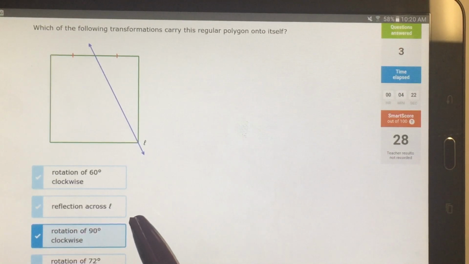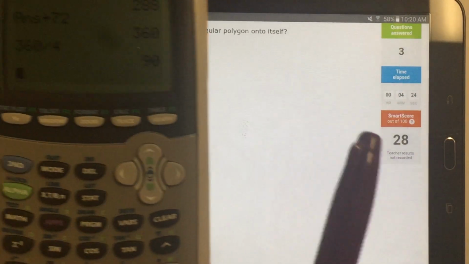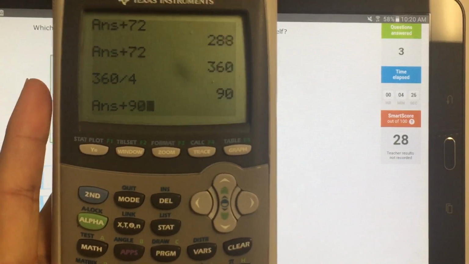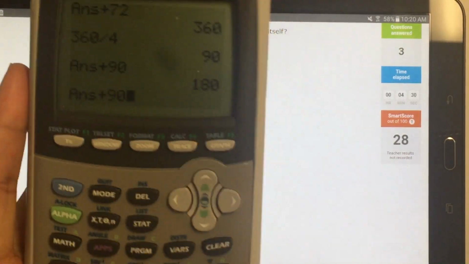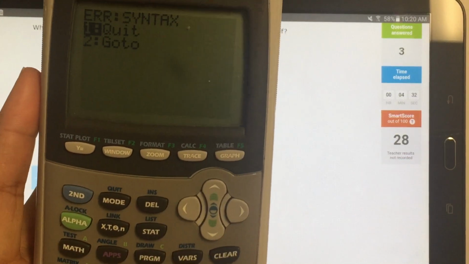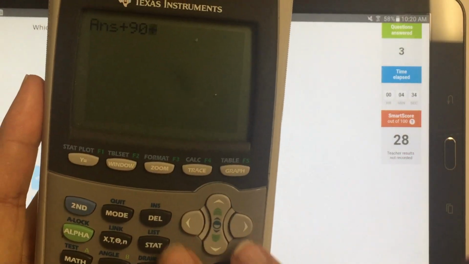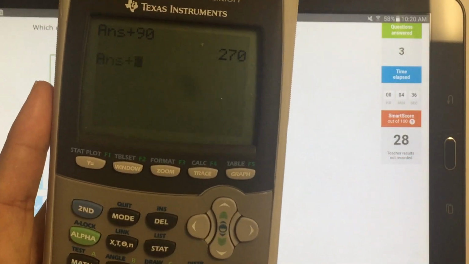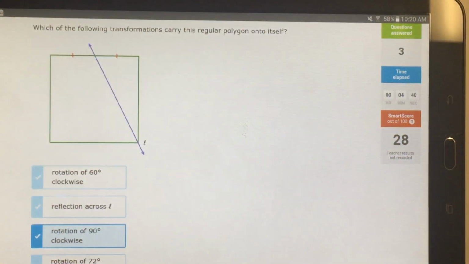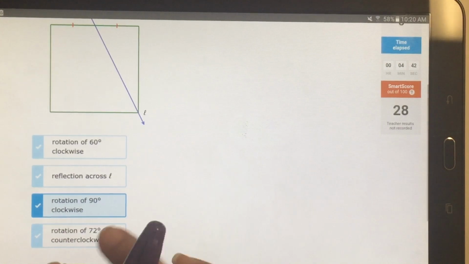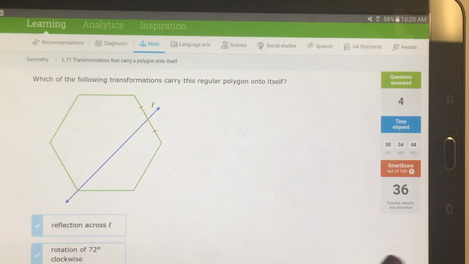So every time you turn it 90 degrees, and any multiple of 90, which means 90 plus another 90, if you turn it 180, it will look the same, plus another 90, plus another 90. So 270, 180, and 360 will also look the same. But they don't give you all those options, so you just click the ones that are given to you.